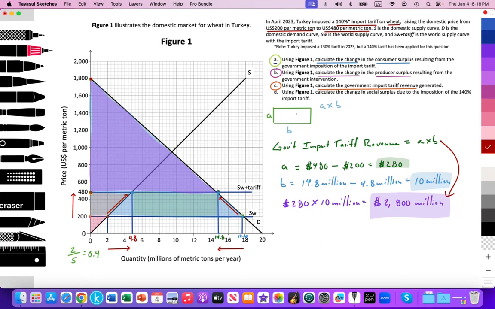We're going to move on in the next video. There'll be a link to that, where we're going to calculate the change in social surplus due to the imposition of 140% import tariff. So look out for that video.